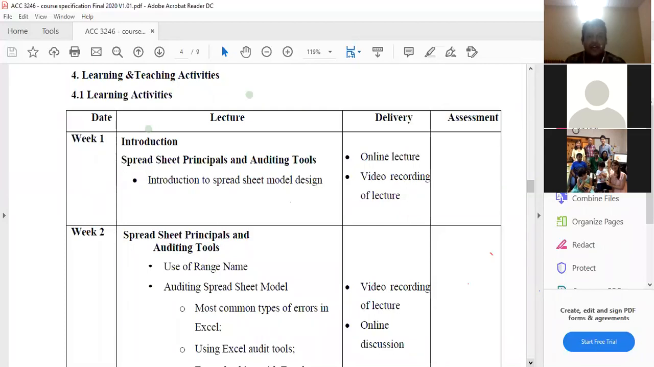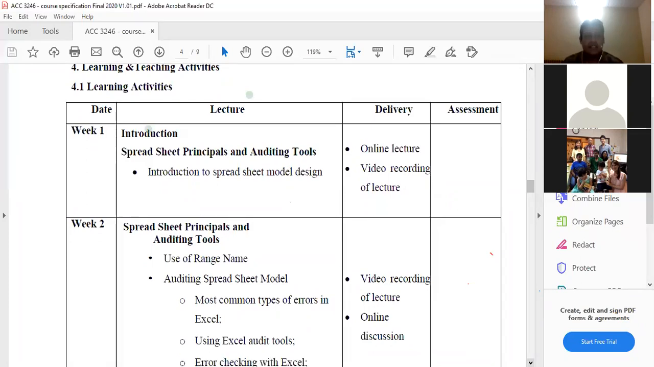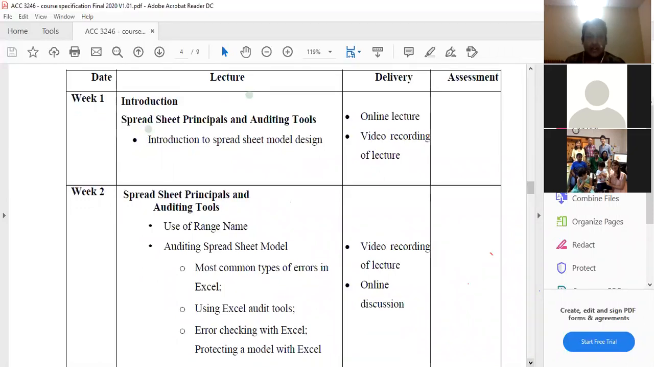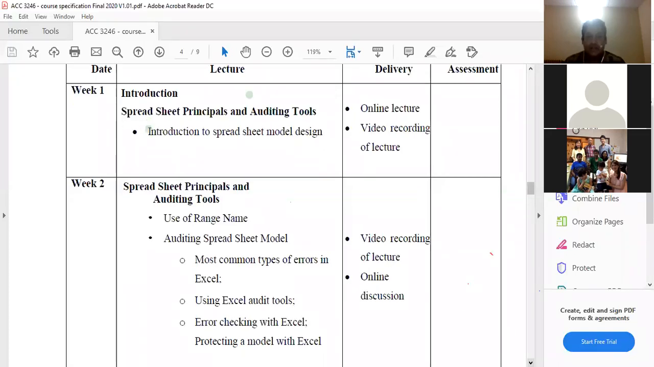Week one is the week we are in. Today, we'll be giving you an introduction to accounting modeling. If time permits, I had thought of touching on the spreadsheet principles and auditing tools, but I do not believe that will happen. Depending on the time, we'll restrict ourselves to an introduction to accounting modeling. Then in week 2, we'll take up the spreadsheet principles and auditing tools.